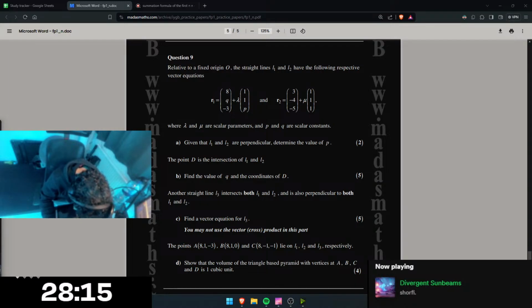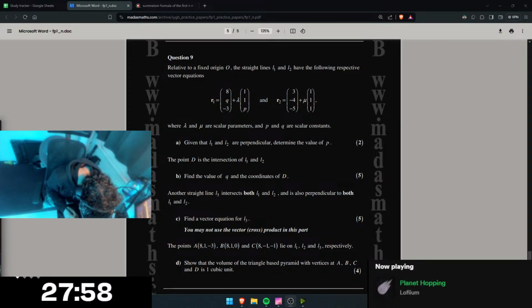1, 1, 1 would be parallel. 1, 1, -1 would mean... Oh, I've forgotten. Is it that you make the dot product 0 or you just invert everything? 1 plus... I feel like p equals -2. So then the dot product is 0. But does that mean they're parallel or perpendicular? That means they're perpendicular. That's fine. p is -2. B. Find the value of q in accordance with d.